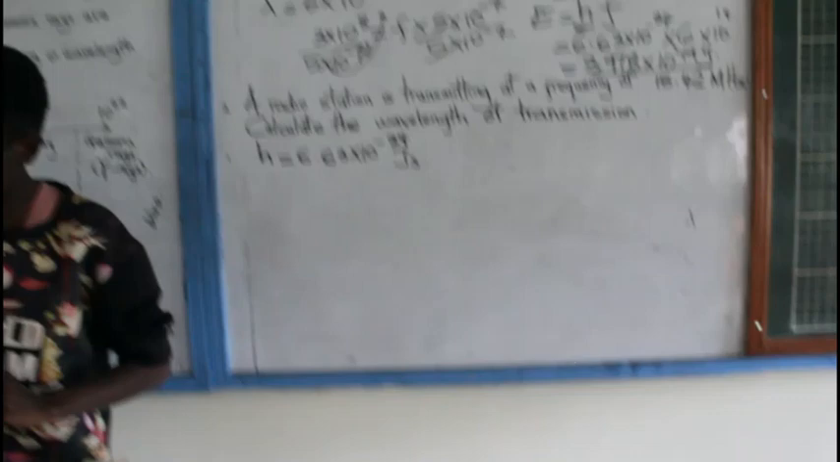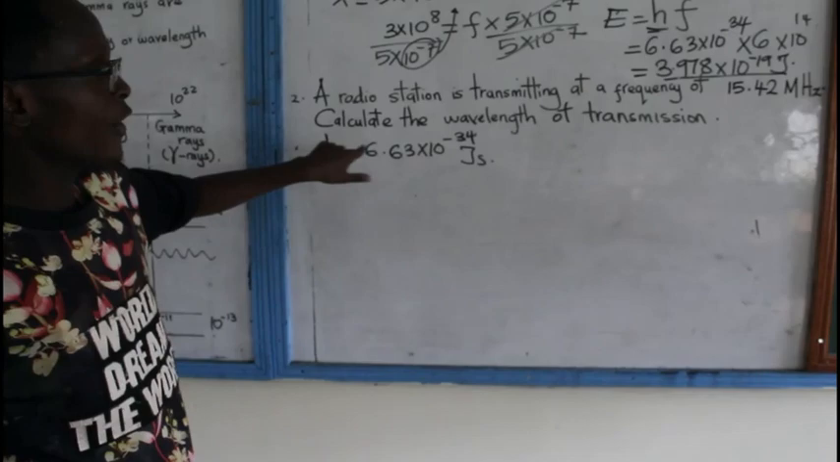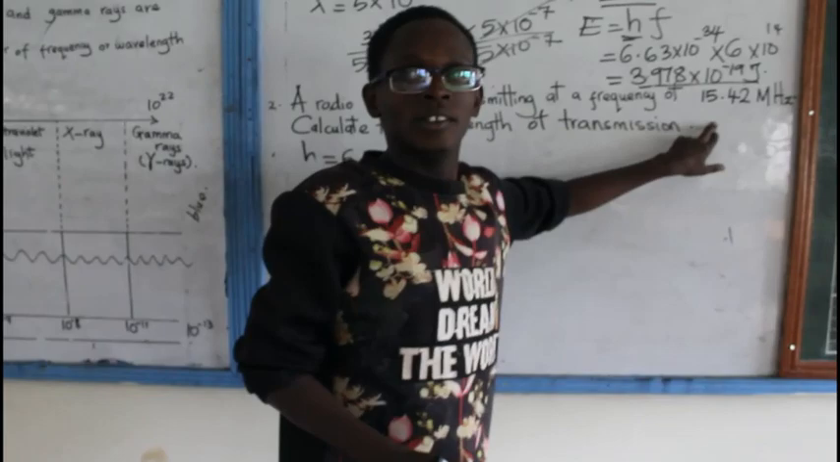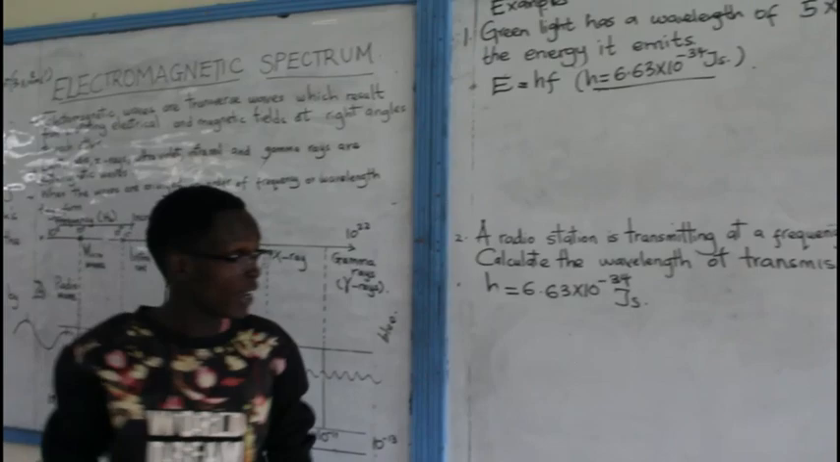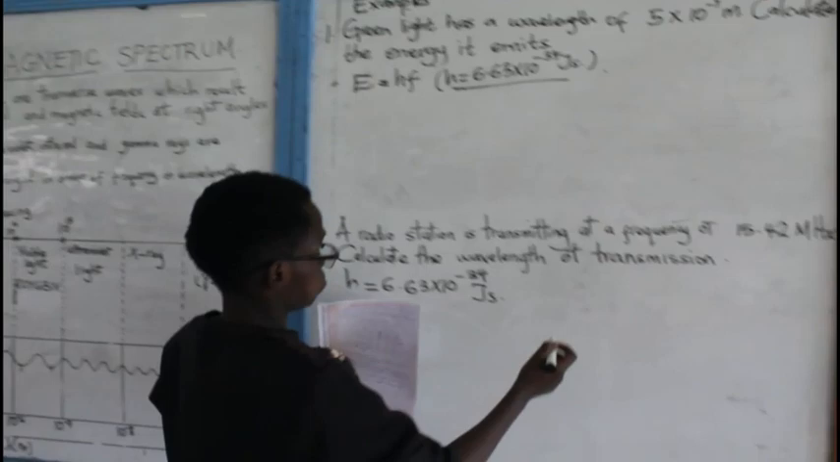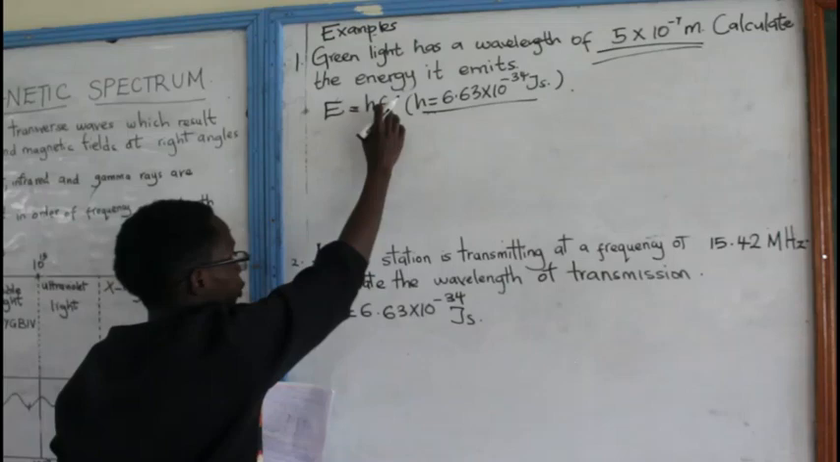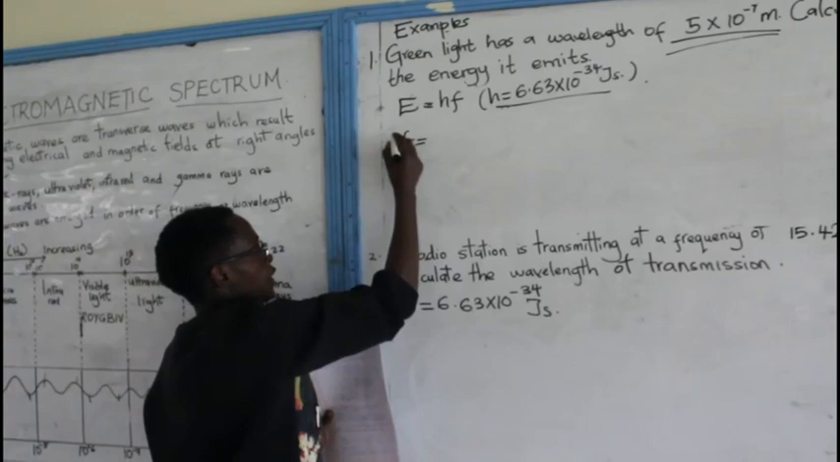So, a radio station is transmitting at a frequency of 15.5. So our energy here is going to be given by the formula E = hf, and we already have this, but then this is not the value of f. So for us to find the value of f, we need to use the formula v = fλ.